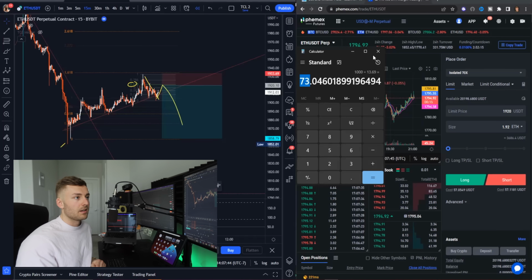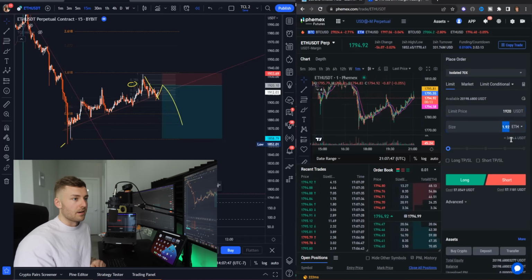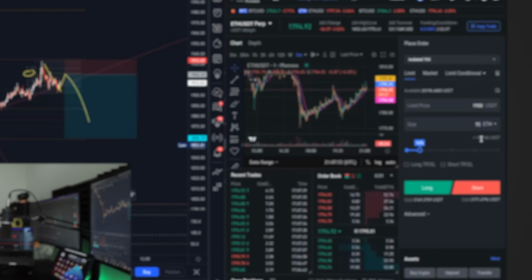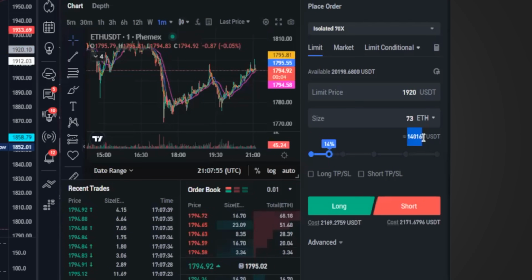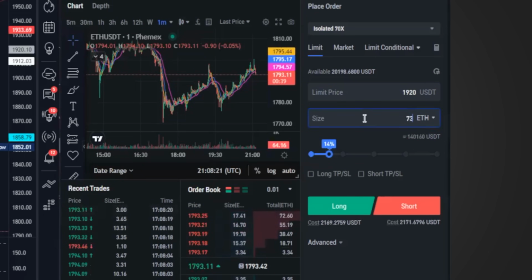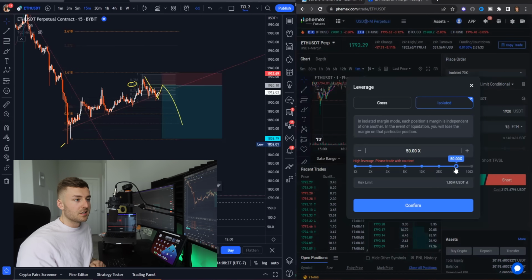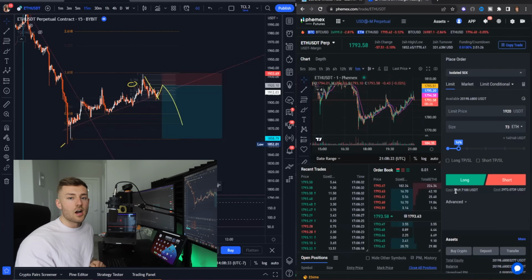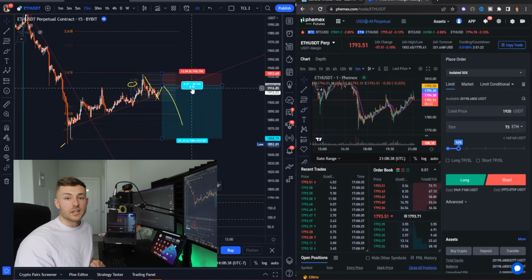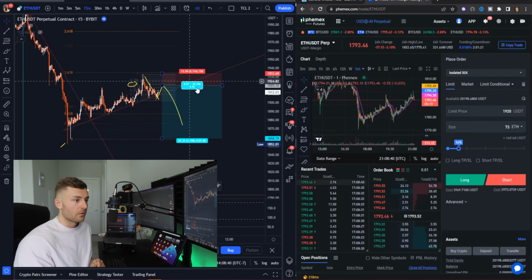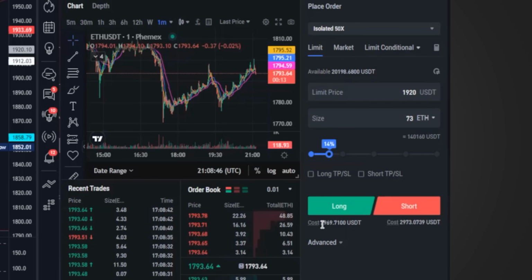So 73 Ethereum is what I need for this trade. You can see the cost of that position without leverage is going to be $140,000. I only have about $20,000 in my trading account. So even though I need 73 ETH, if I turn my leverage up to, say, 50, now you can see the cost of this position, to risk $1,000 to hopefully make $4,500, is only going to cost me $2,900 to actually get into this position.